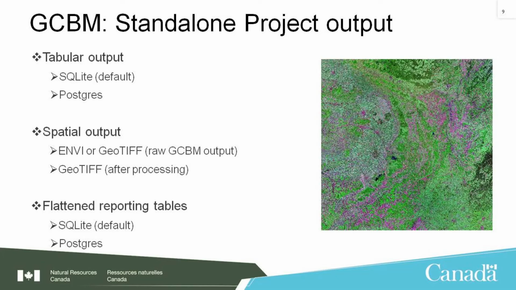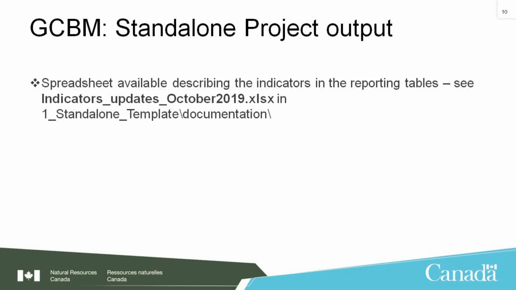Next, we'll discuss the outputs of the Standalone Project. The tabular output can be in an SQLite database, the default, or a Postgres database. The raw spatial output is in ENVI or GeoTIFF files, and after post-processing, it is converted to standard GeoTIFF format. Additional output includes flattened reporting tables that are more user-friendly. They can be in either SQLite, the default, or Postgres databases. A spreadsheet is available that describes exactly what goes into all of the reporting tables. Here is a quick look at the spreadsheet.